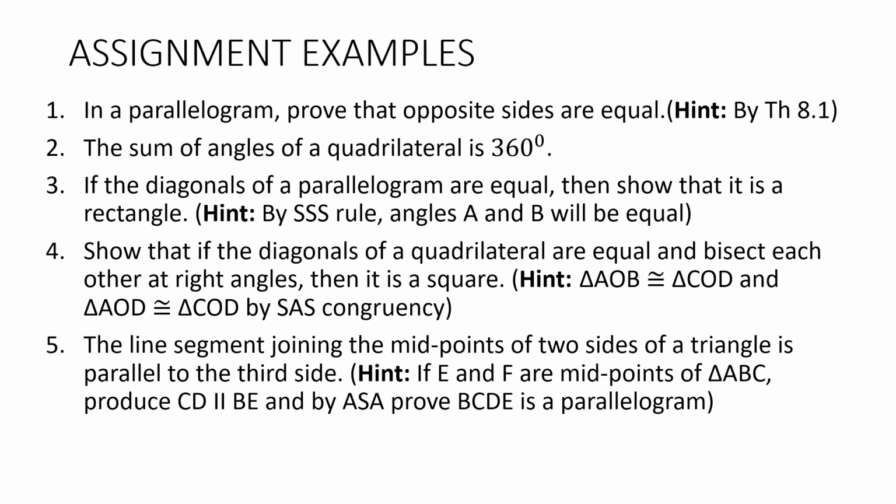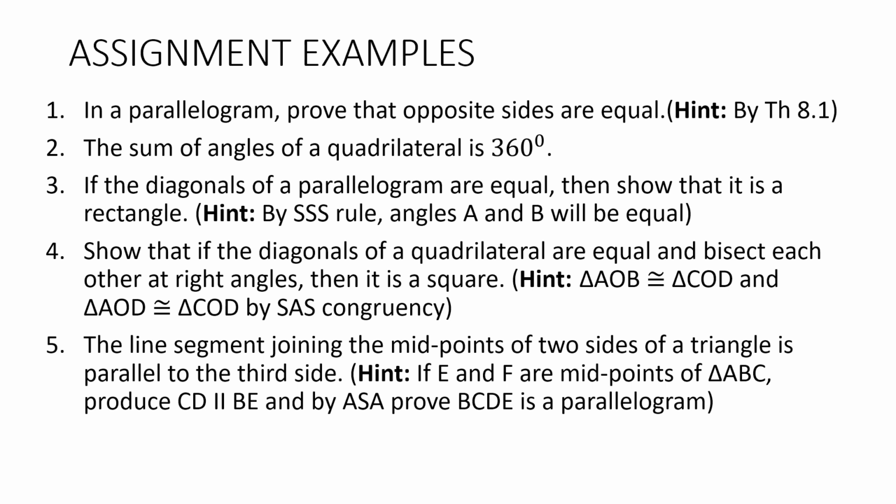Third one, if the diagonals of a parallelogram are equal, then show that it is a rectangle. Here by SSS rule you will be able to establish the congruency, which will give you by CPCT angles A and B to be equal. Fourth one, show that if the diagonals of a quadrilateral are equal and bisect each other at right angles, then it is a square. So first of all you have a quadrilateral and the diagonals are equal, and suppose they are intersecting at O, they bisect each other at right angles, correct? Then the hint is prove the congruency between triangle AOB and COD, and same way AOD and COD by SSS congruency. Then you will be getting it as a square.